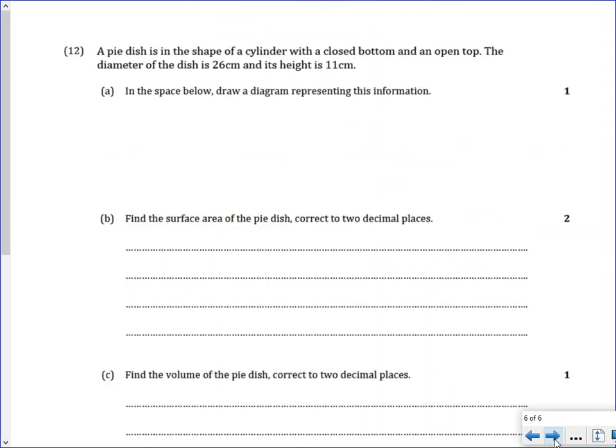Anyway, going to this last page here. So we have a pie dish in the shape of a cylinder with a closed bottom and an open top. So basically, it's like half open, half closed. The diameter of the dish is 26 centimeters and the height is 11 centimeters. In the space below, draw a diagram. So let's go ahead and draw this diagram first of all. So remember, to draw a cylinder, just basically do that and then kind of like an oval on the top.